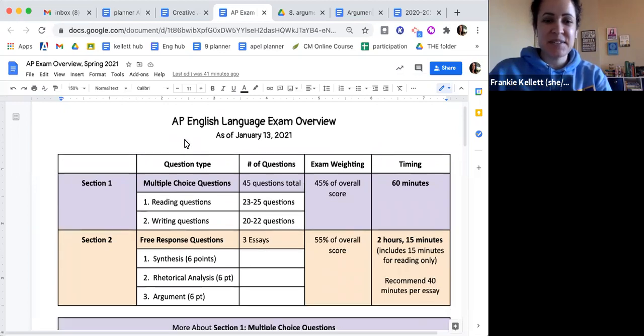So there are two sections to the AP exam. The first one is section one, which is multiple choice questions. It's 45 questions total. It's 45% of your overall score, and it's 60 minutes long.